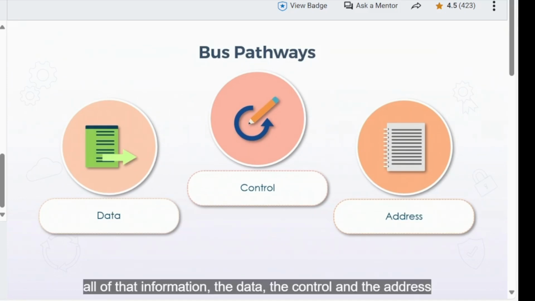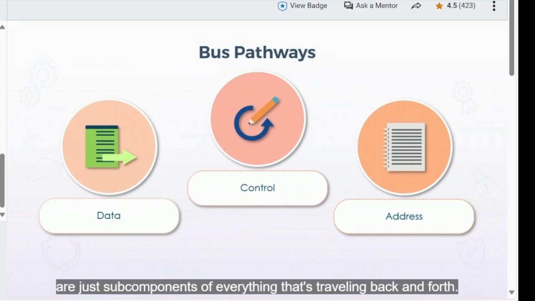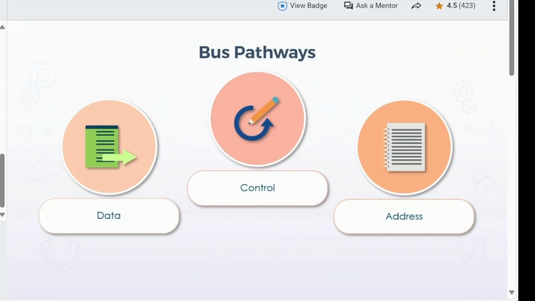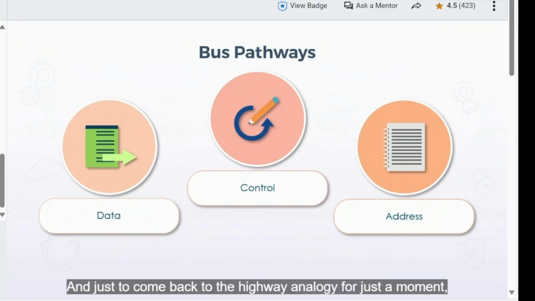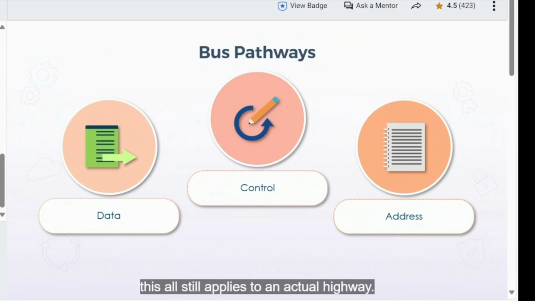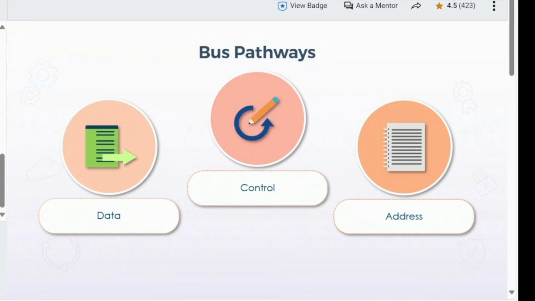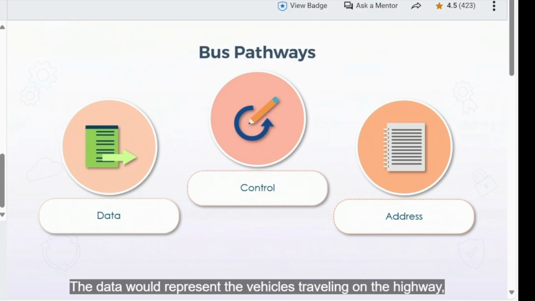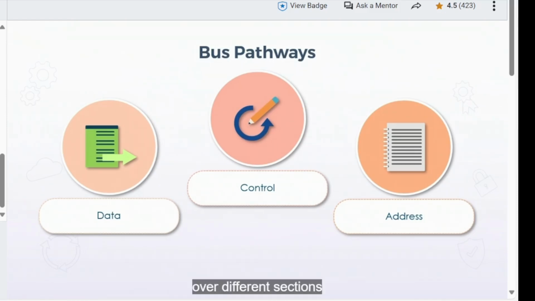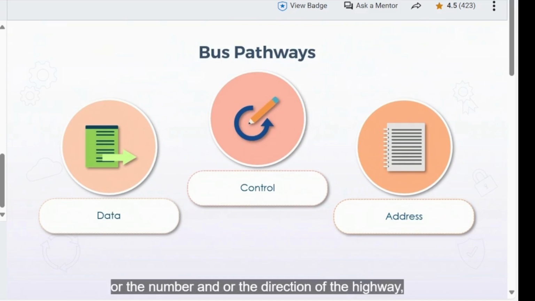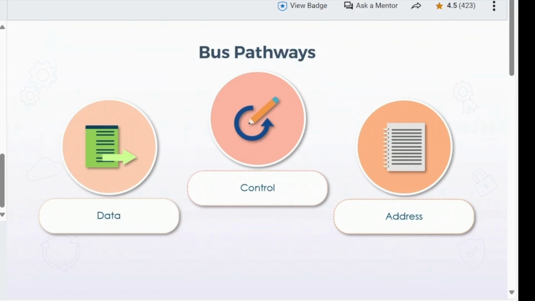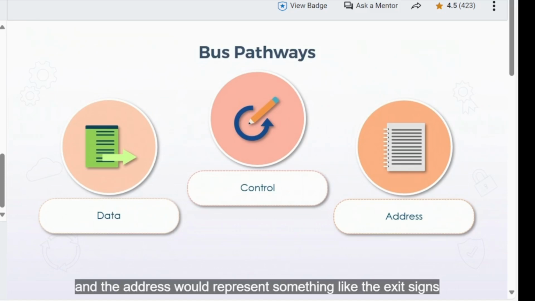So again, all of that information, the data, the control, and the address are just subcomponents of everything that's traveling back and forth. And just to come back to the highway analogy for just a moment, this all still applies to an actual highway. The data would represent the vehicles traveling on the highway. The control would represent things like the speed limit over different sections or the number and the direction of lanes on the highway. And the address would represent something like the exit signs that direct us when and where we can exit or enter the highway.